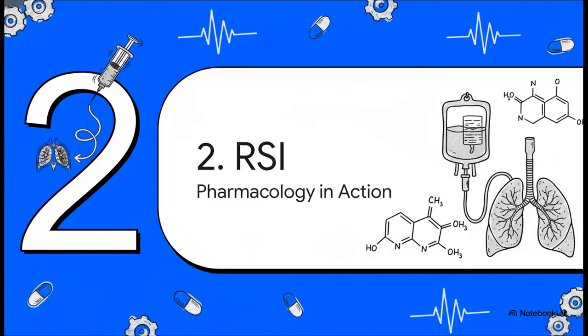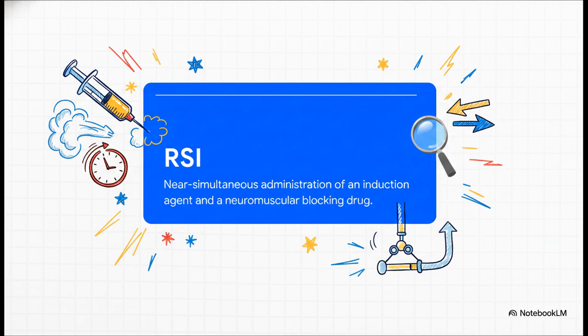Section 2. Rapid Sequence Intubation, or RSI, Pharmacology in Action. All right, so what exactly is RSI? It's a highly coordinated procedure that uses specific medications to safely suppress a patient's reflexes and rapidly place a breathing tube. Now really notice that phrase, near simultaneous. We are not giving these drugs slowly. We're not titrating them to effect over several minutes. No way. We are giving them as rapid intravenous pushes to achieve immediate unconsciousness and flaccid paralysis.